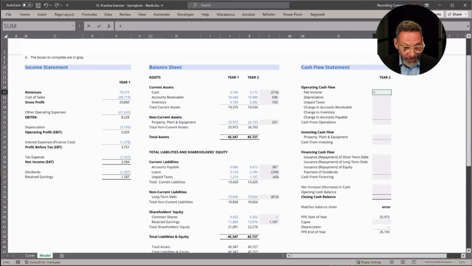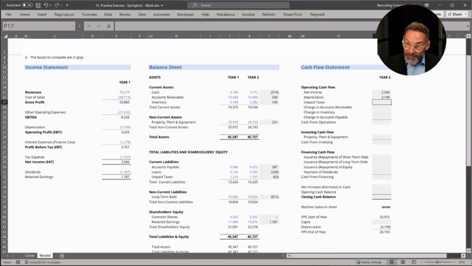Now, net income is, obviously, on the income statement. We know that net income is 2584. We know we're going to add back depreciation, and that depreciation is 319. Now, I've already made a mistake because I need to make sure that's a positive because I'm adding it back. So I'm putting a negative sign there.